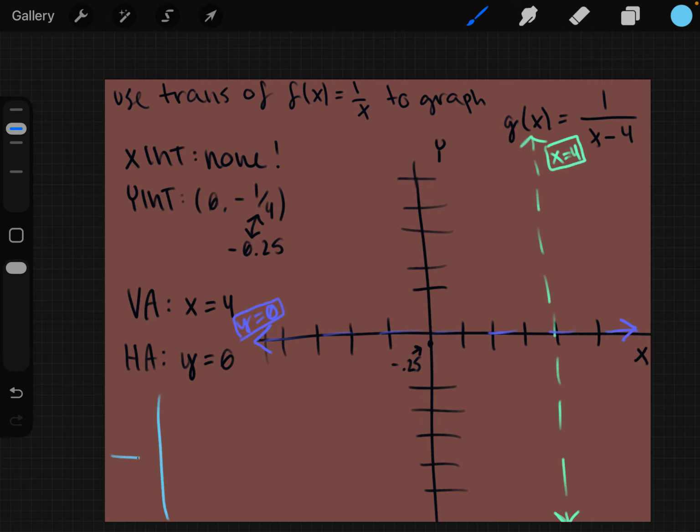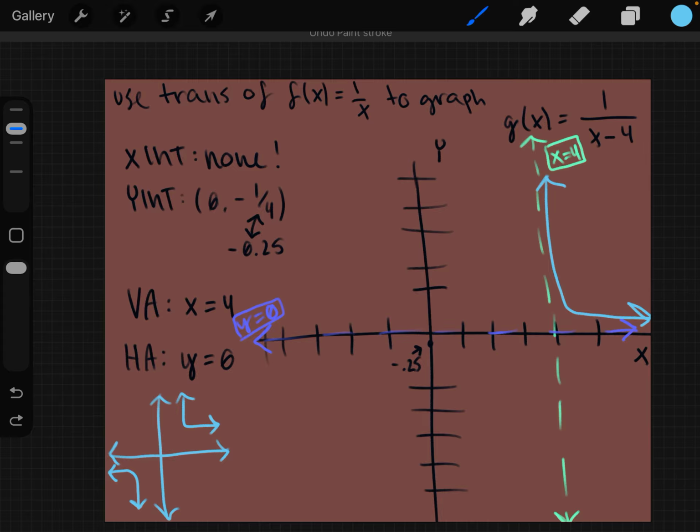And our parent function is 1 over x, and that looks like this. And it has to go through negative 0.25. Let me just mess that up real fast. And that is your graph.